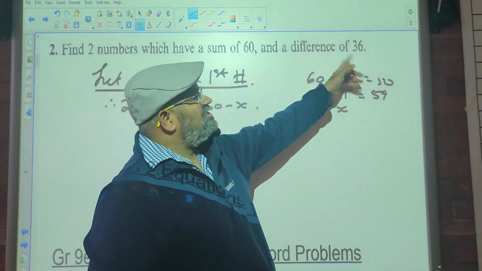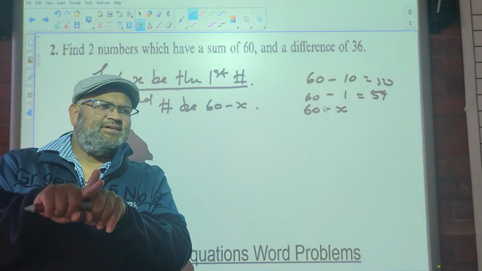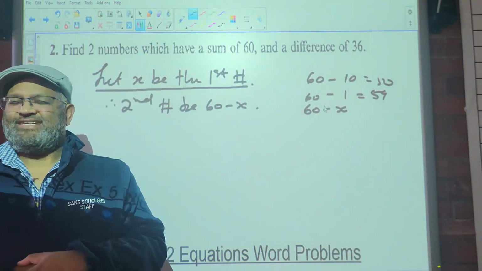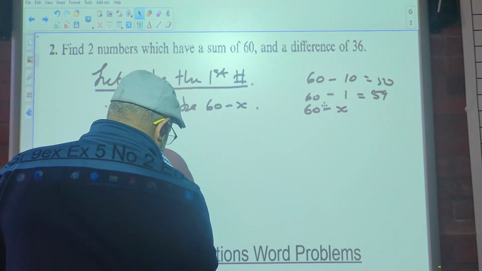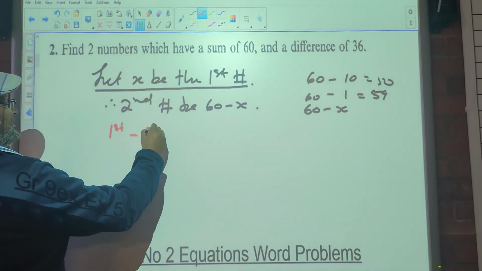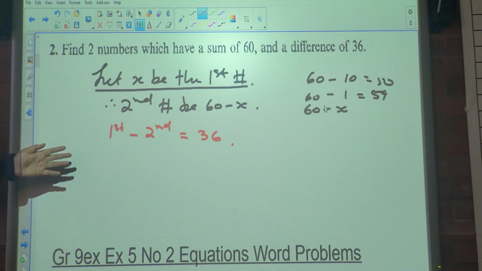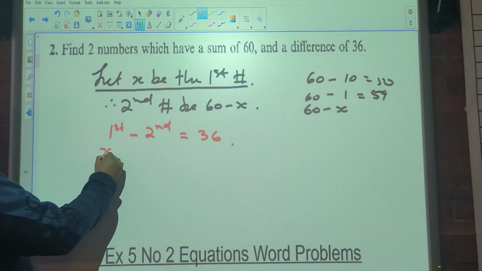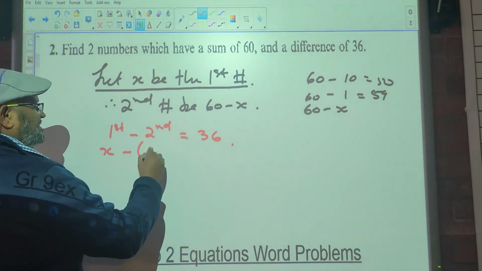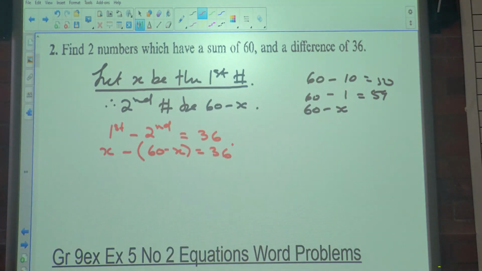And a difference of 36. So what does that mean? I must subtract and we'll get an answer of 36. So the first number minus the second number is equal to 36. What's the first number? x minus the second number, 60 minus x, is equal to 36. So what do I do now? Solve for x.